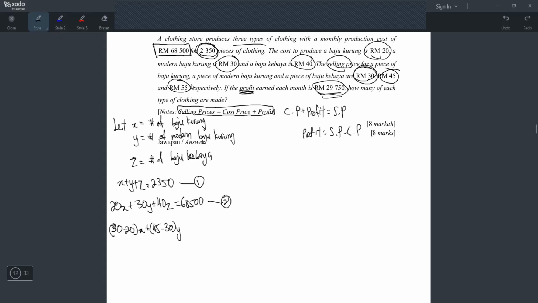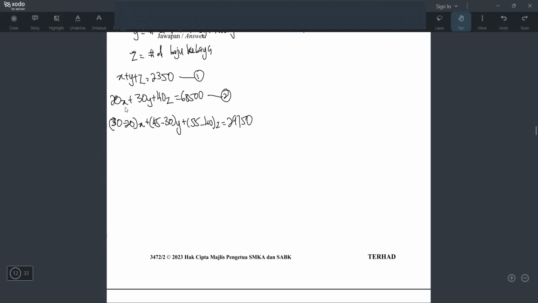What is the baju kebaya's profit? 55 minus, because 55 is the selling price, and minus the cost price, which is 40 just now, right? And then multiply with Z, because there's Z numbers of baju kebaya, and the total profit is 29750. So the whole thing is like this, right? So now we can solve quickly to get the third equation.